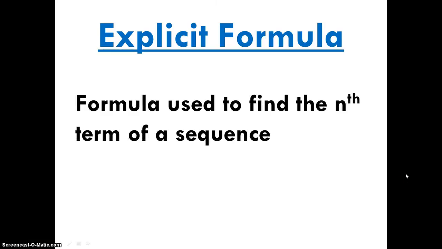Hello, today we're going to talk about the explicit formula for both arithmetic and geometric sequences. Real quick, the explicit formula is a formula used to find the nth term of a sequence, meaning I can find any term that I would like to. I can find the 10th term, the 15th term, or the 100th term.